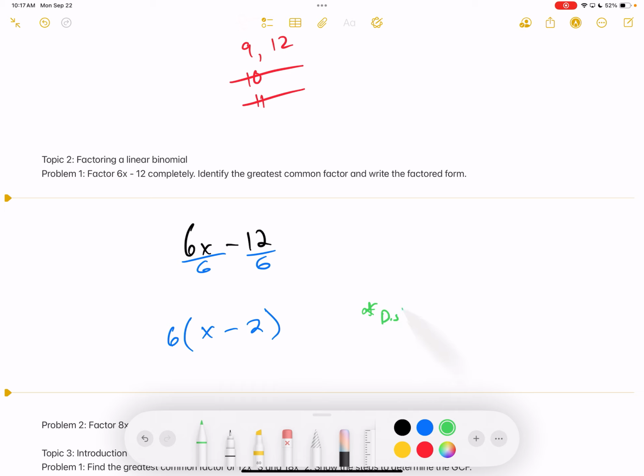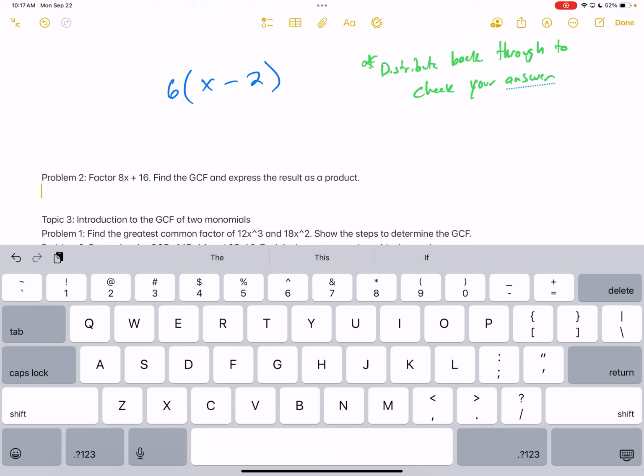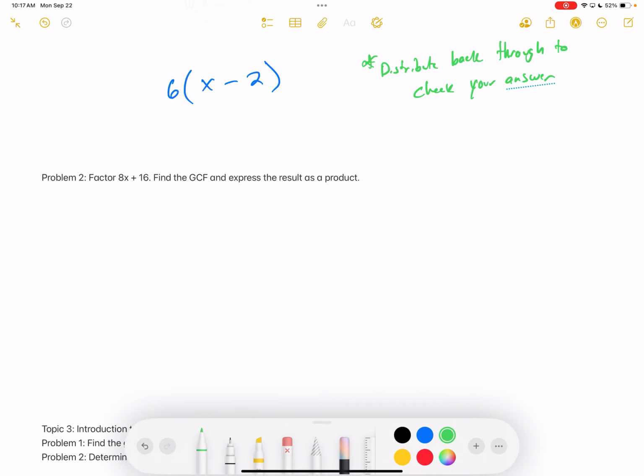You can distribute back through to check your answer. That's kind of what I do to check your answer. Distribute back through. Like 6 times x is 6x and 6 times negative 2 is negative 12. You can always take 2 seconds to double check that in your head real quick. I'll show you what I mean by that.